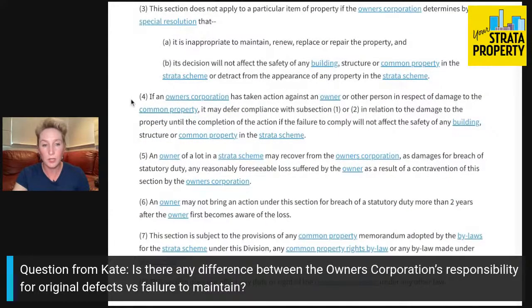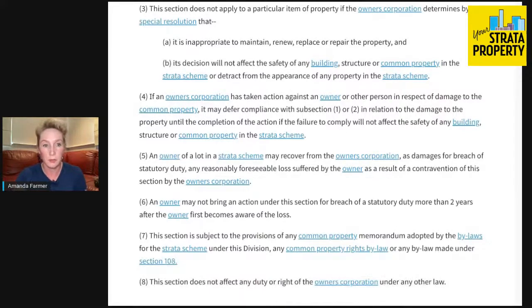If an owners corporation has taken action against an owner or other person in respect of damage to the common property, it may defer compliance with subsection 1, that's where our primary duty to repair and maintain is, in relation to the damage to the property until the completion of the action, if the failure to comply will not affect the safety of any building, structure, or common property in the strata scheme.